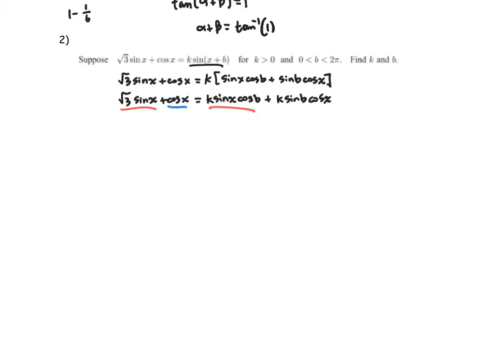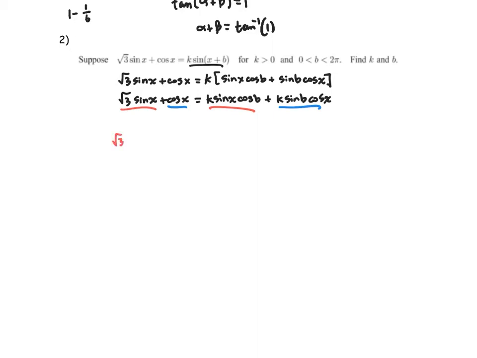Okay, that'd be k sine of x cosine of b plus sine of b cosine of x. Let's then distribute the k, giving us k sine x cosine b plus k sine b cosine of x. Okay, now I'm going to equate these two terms as well as these two terms. You'll see why in just a second here.